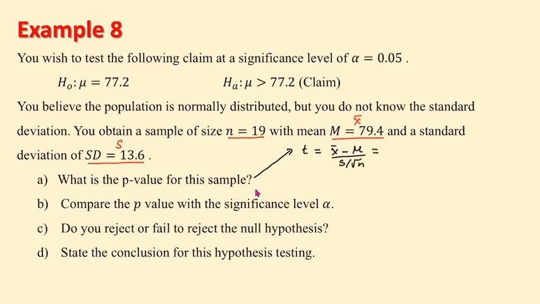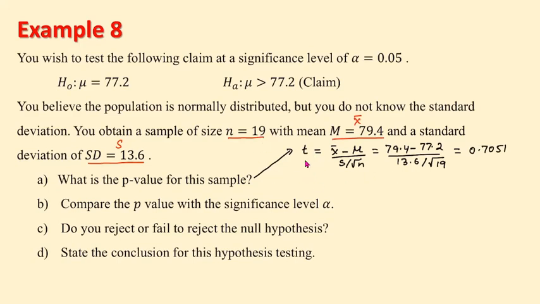If we plug in the values, our sample mean is 79.4. 79.4 minus the population mean mu, which is 77.2, over the sample standard deviation, which is 13.6, and we have to divide that by the square root of the sample size. Sample size is 19. If we simplify this using a calculator, we should get 0.7051. So that is the T value.